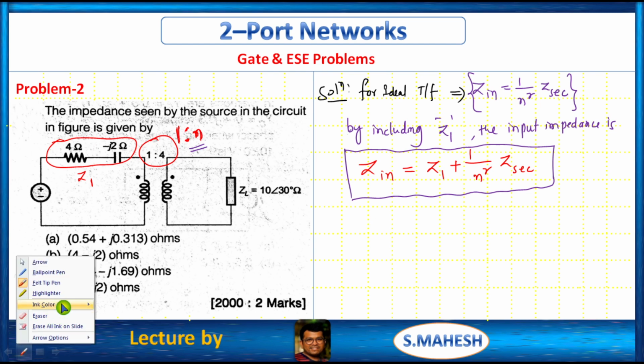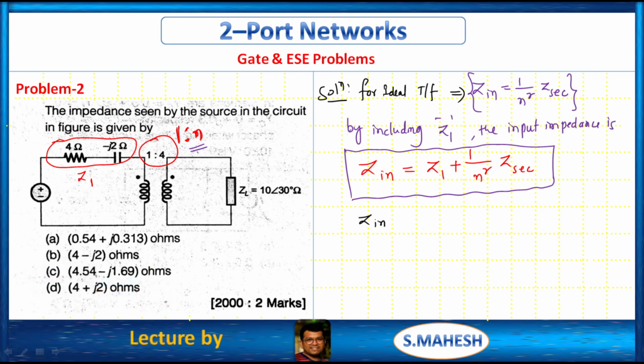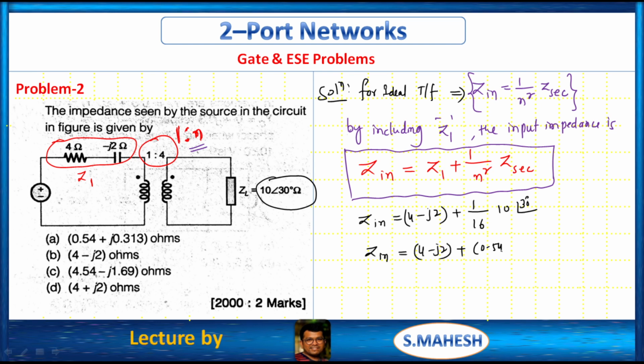Therefore, what we have is 4 minus J2 plus 1 by n square, 16. Impedance of the secondary is 10 at an angle of 30 degrees. So Z input is 4 minus J4 plus 0.54 plus J0.313. So from this, Z input is 4.54 minus J1.69. That's it.